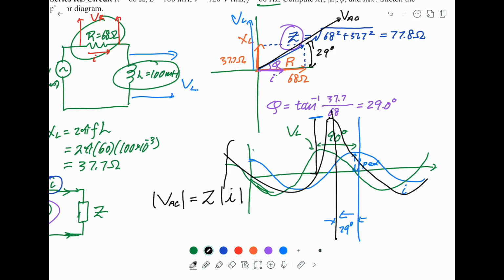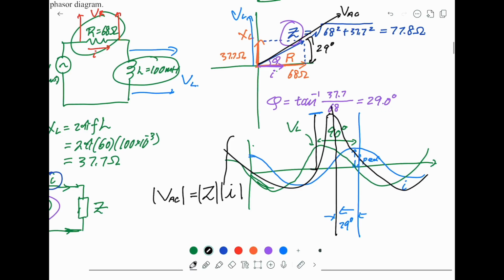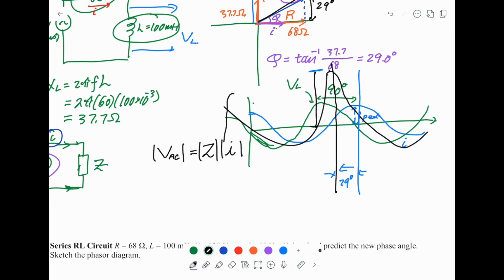So this is all magnitude. So therefore, the I root mean square value is the VAC, which is 120 volt root mean square value, and the complex impedance is 77.75 ohm, and you will find this is equal to 1.54 ampere.